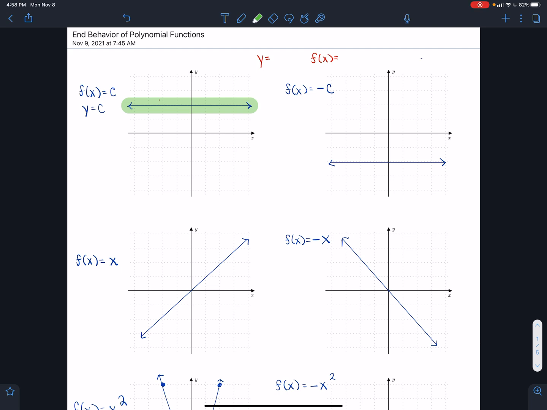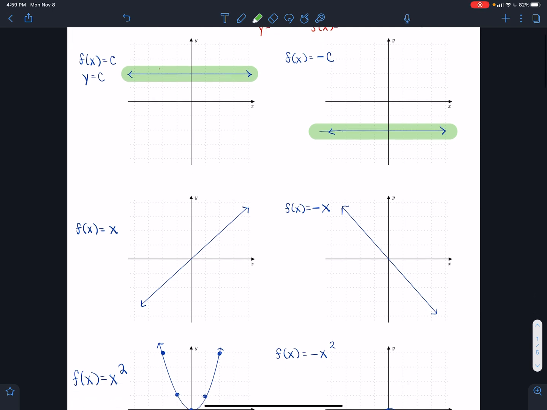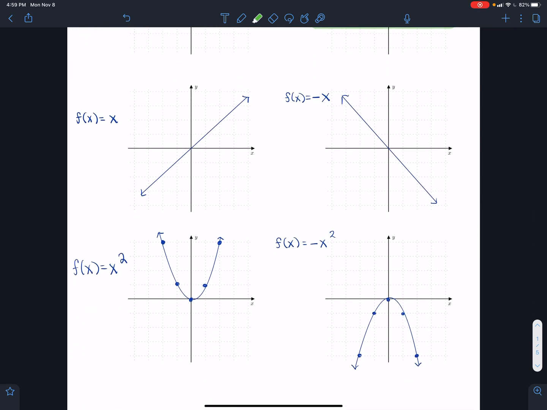2. Well, what if I said f of x equals a negative constant? Okay, in this case, maybe it's negative 2. That same value is still a horizontal graph. Okay. Now, this is where it gets important. When we start talking about our exponents being greater than 0, or our degrees being greater than 0.